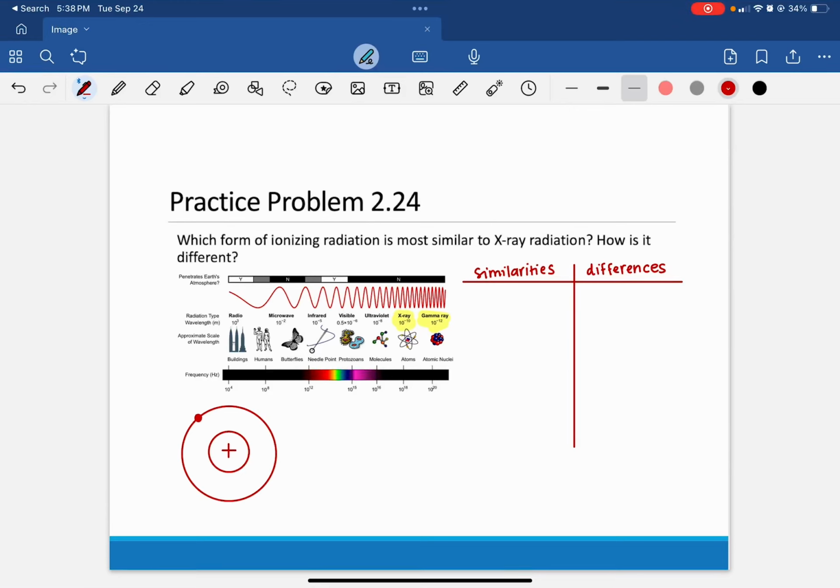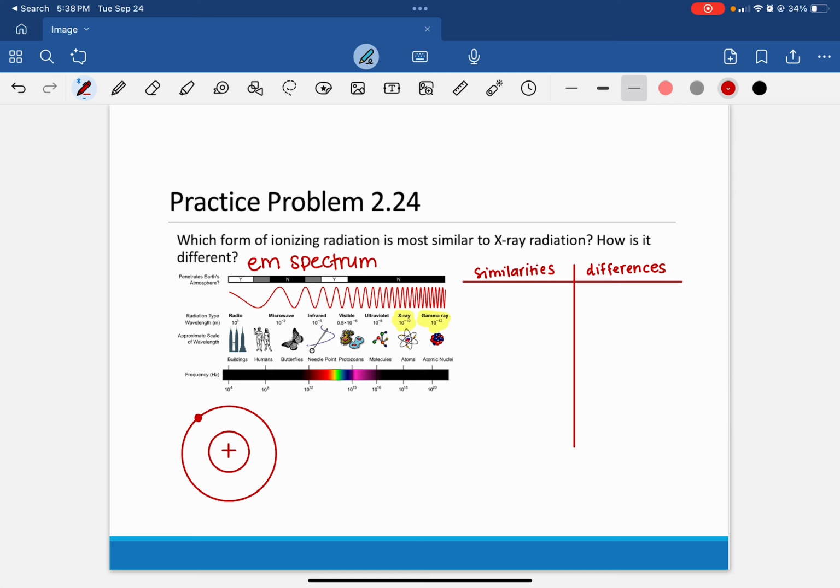Practice problem 2.24 reads, which form of ionizing radiation is most similar to X-ray radiation and how is it different? So here I have included a drawing of the electromagnetic spectrum.